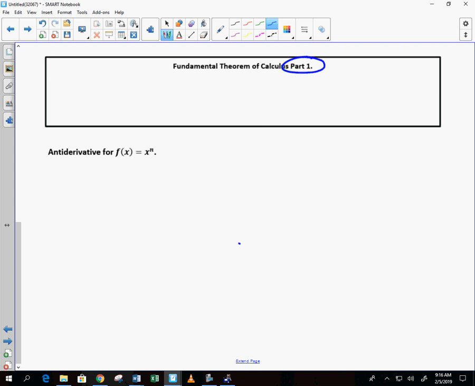But the antiderivative for f of x equals x to the nth is this. We call the antiderivative big F. Big F is equal to x to the n plus 1, divided by n plus 1.